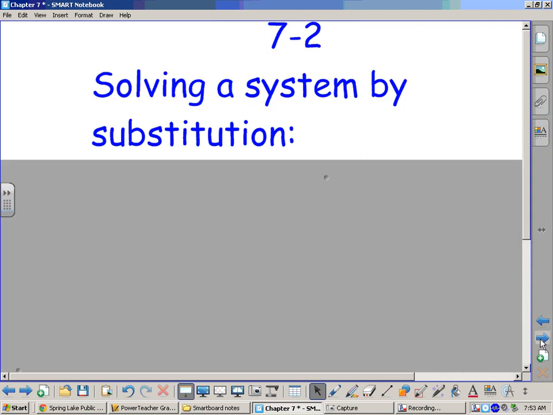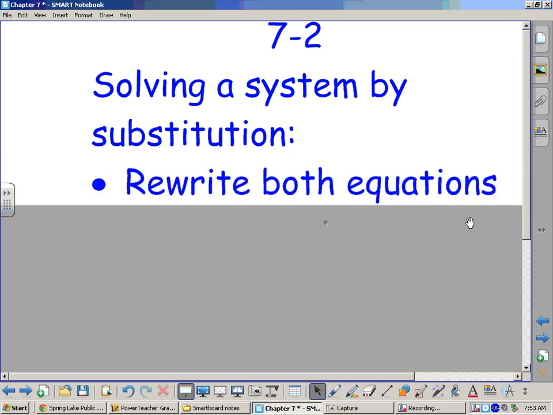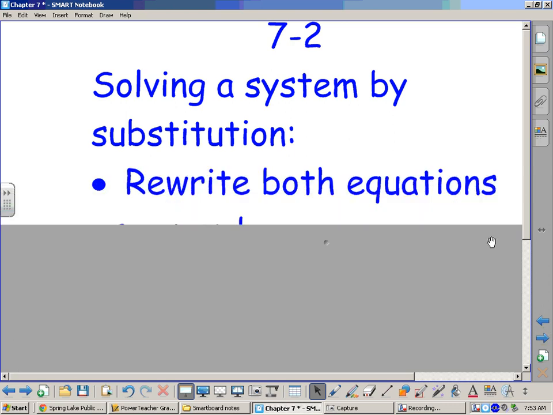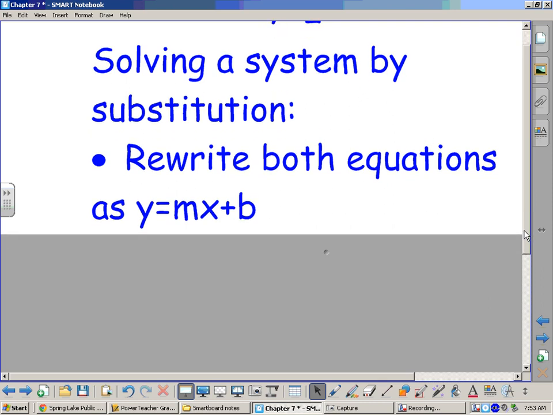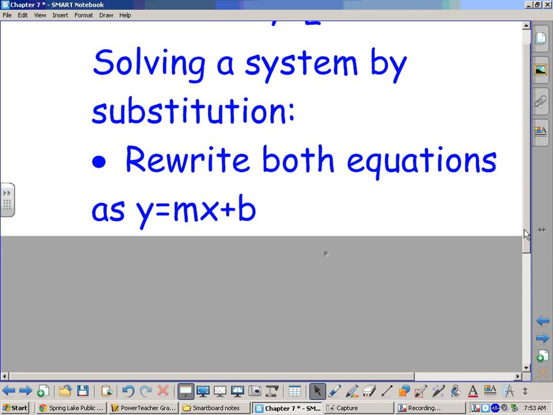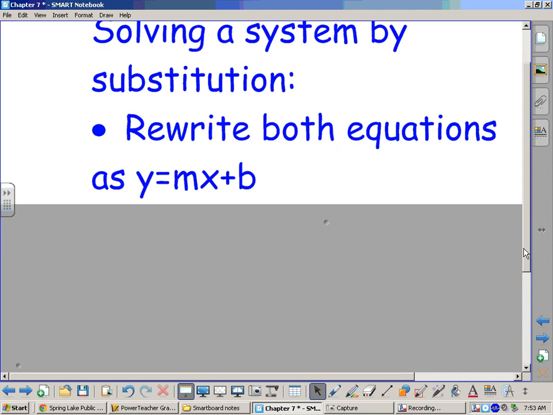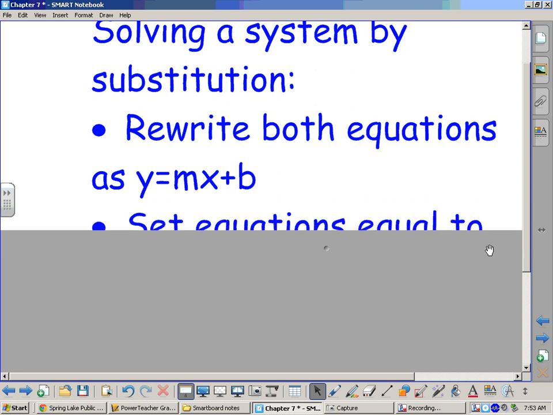So you're going to want a notepad so you can write these steps down and you can use them to solve a system of equations by substitution. So the first is to write both equations as y equals mx plus b. So that's the first step. You have to get both equations so that they're in slope-intercept form, which we're just using stuff we learned from chapter 6. We learned how to rewrite equations so that they're y equals mx plus b.